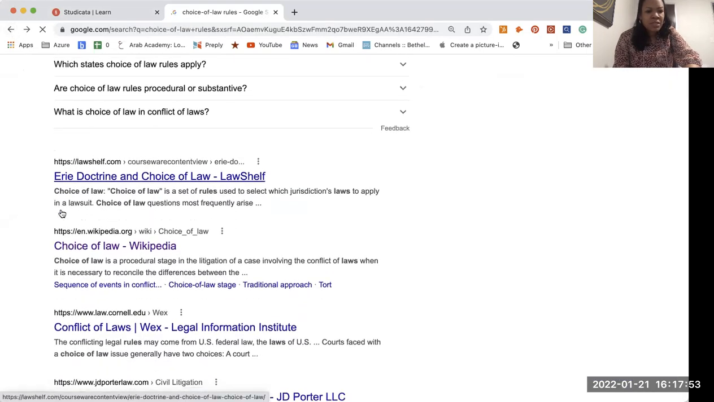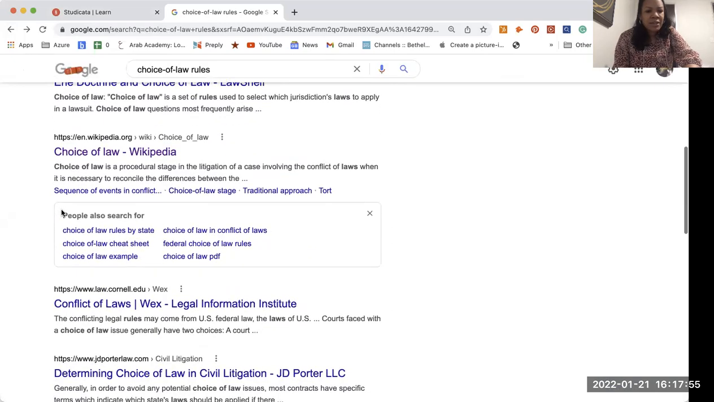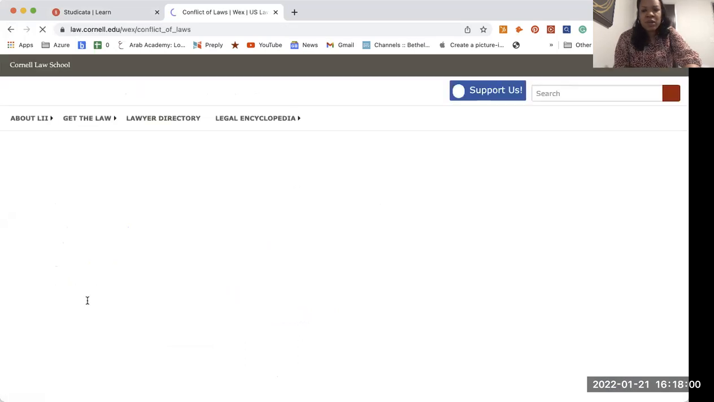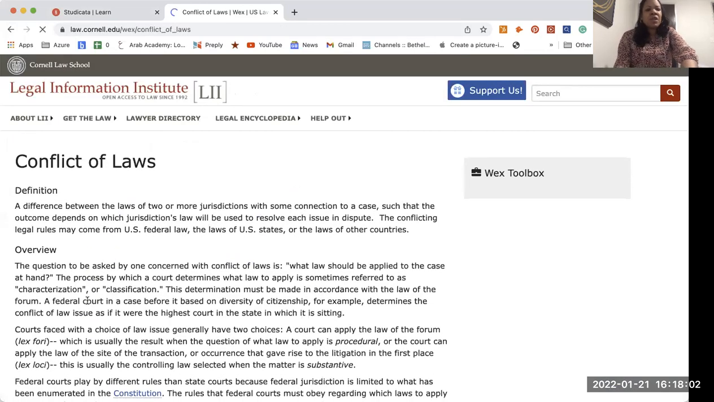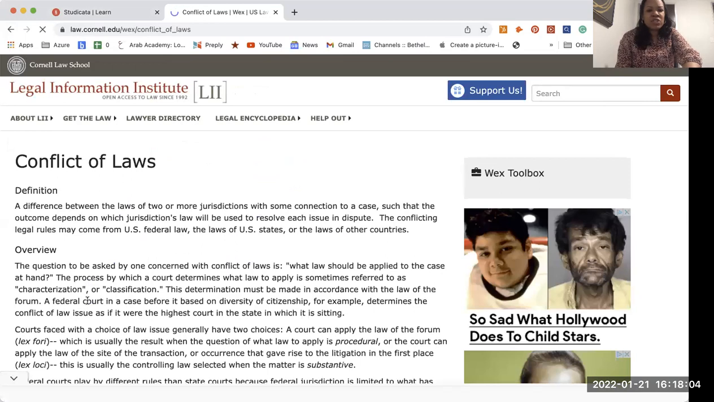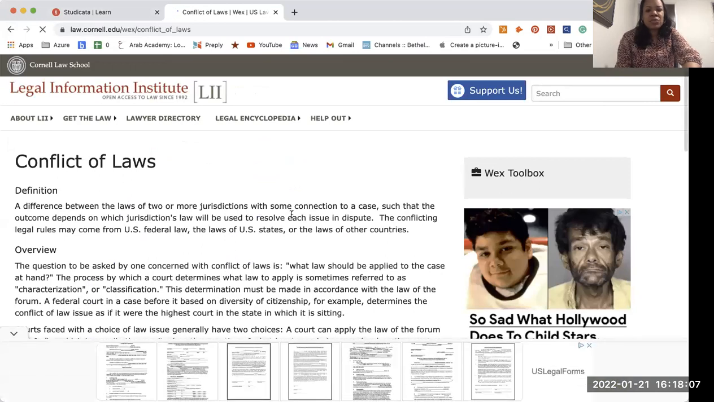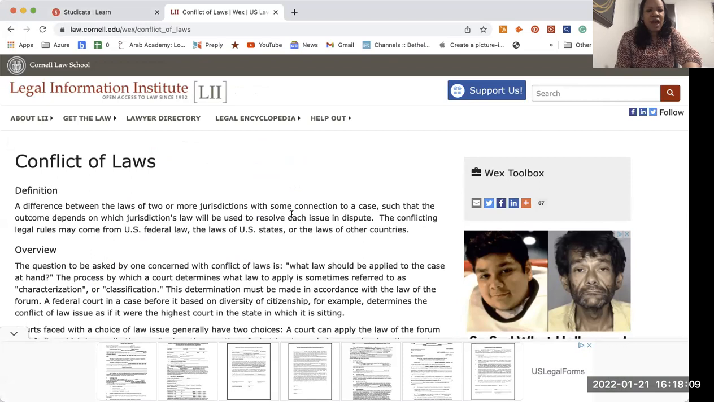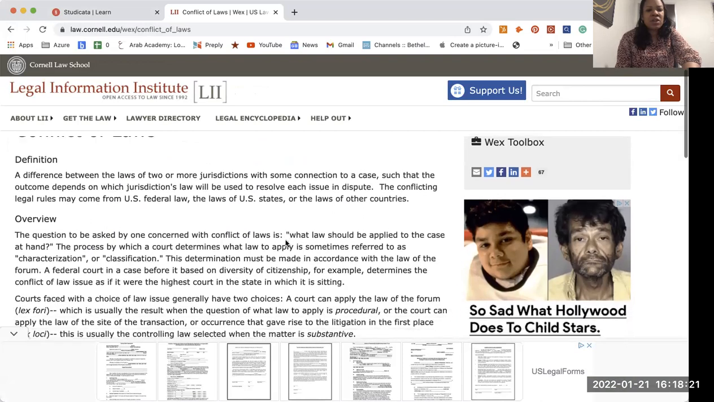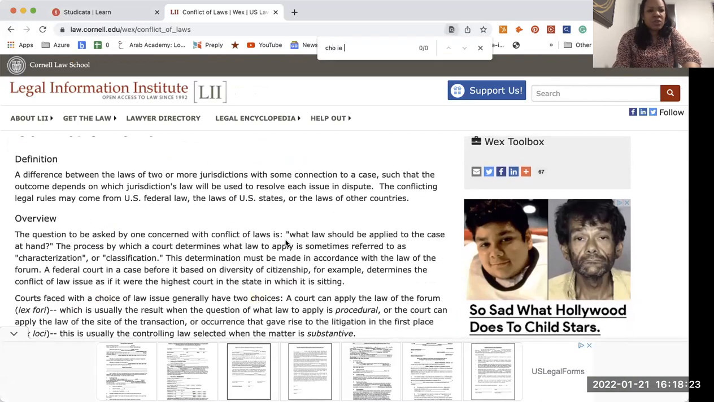So let's look at Cornell. We kind of trust Cornell. So conflict of laws: a difference between the laws of two or more jurisdictions with some connection to a case, such that the outcome depends on which jurisdiction's laws will be used to resolve each issue in dispute. The conflicting legal rules may come from US federal court, the laws of US states, or the laws of other countries. So let's do choice of law.